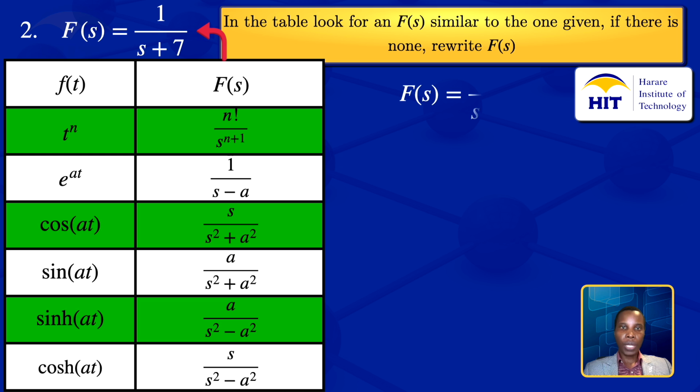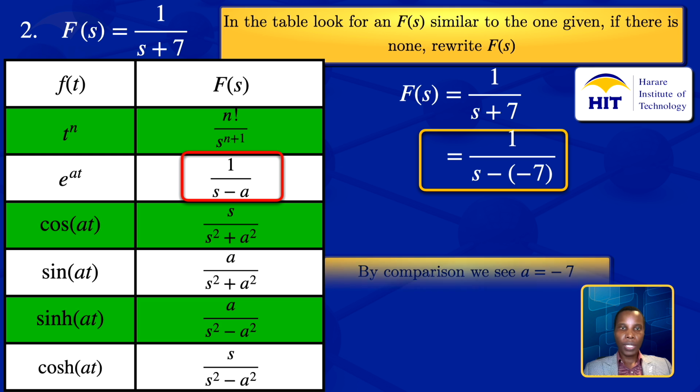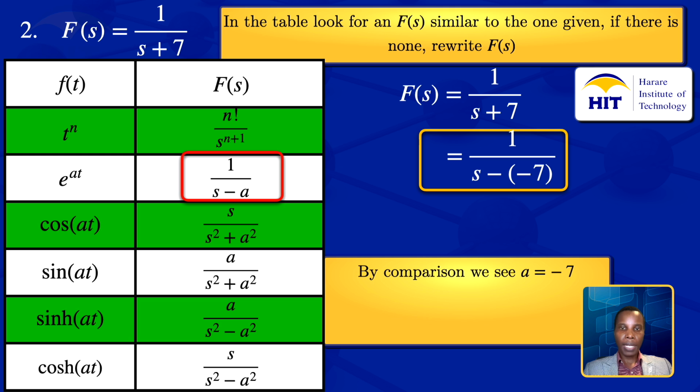So we can try to rewrite the 1/(s + 7) there, and we can write it as 1/(s - (-7)). If it is of this form now, we can see that it is similar to this one here. By comparison of the two highlighted expressions, we see that our a is equal to -7.